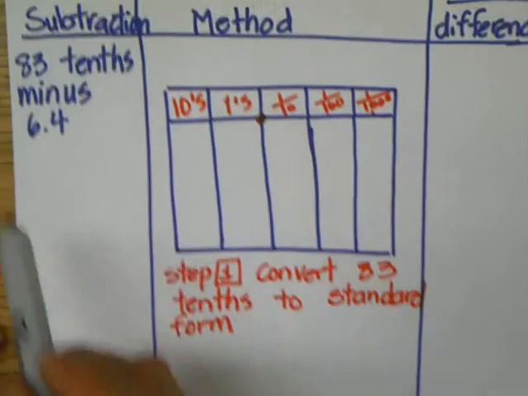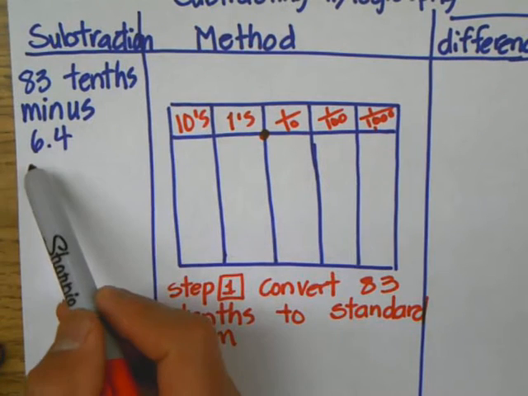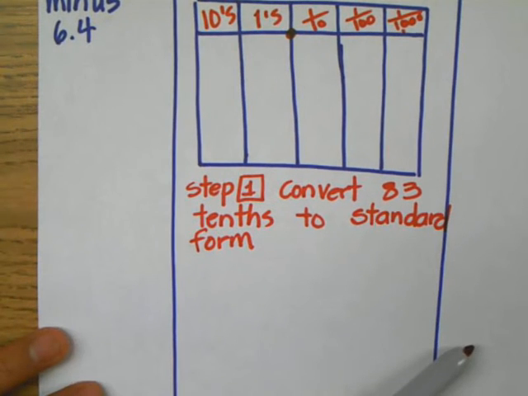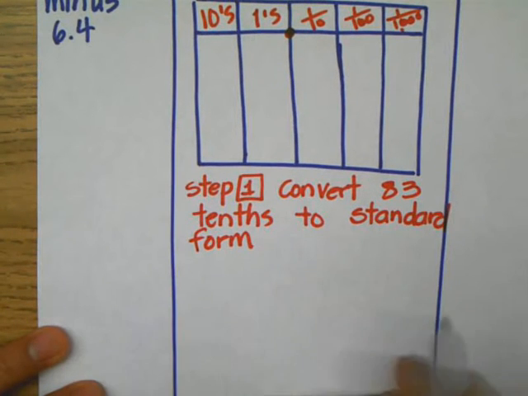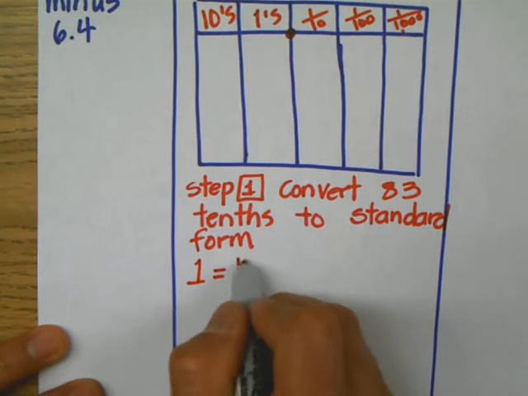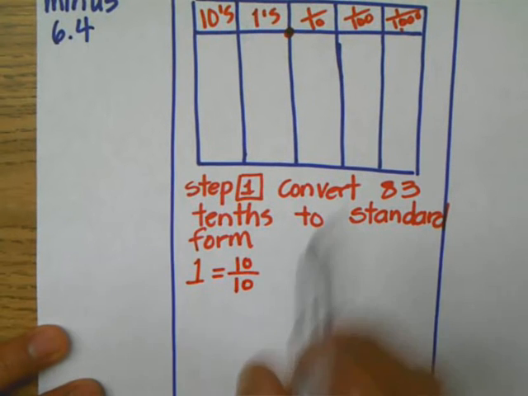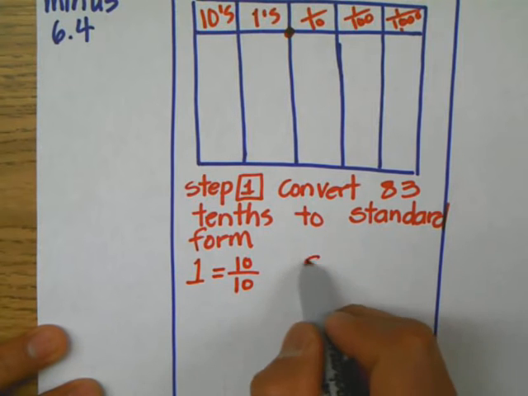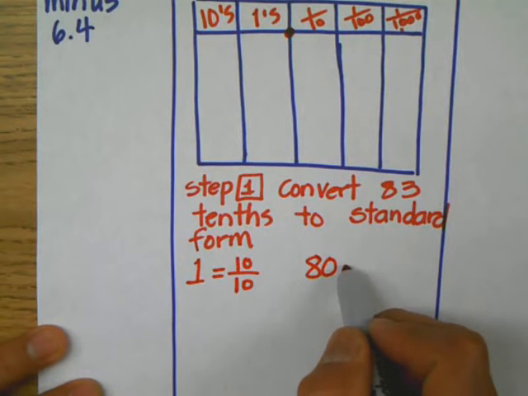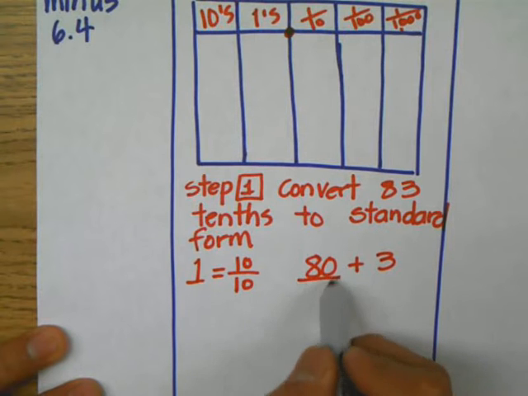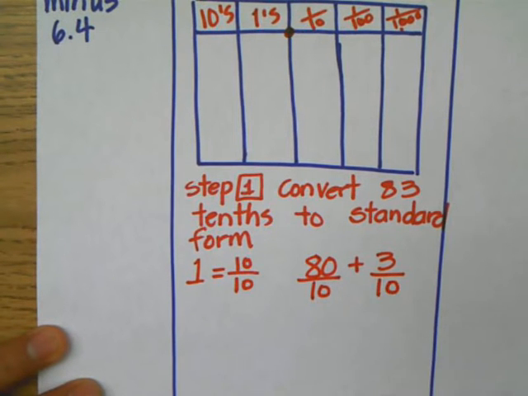We have to turn the 83 tenths into a standard form number. So here's how we're going to work that one out. So we know for a fact that 1 whole equals 10 tenths. So if we have 83 tenths right here, we can break this down into 80 plus 3. So these are what? Tenths. So we're going to label them tenths.